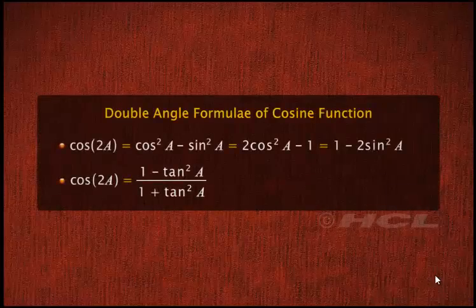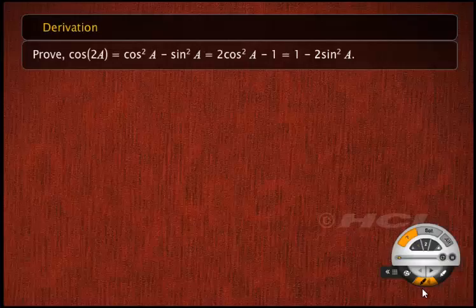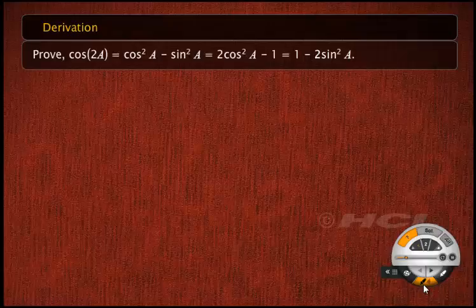Let's derive the double angle formulae for cosine function. The double angle relations for cosine function can be expressed in terms of sine and cosine only, sine only, and tangent form. Let's check the derivation. Prove that cos 2a equals cos squared a minus sine squared a, or 2 cos squared a minus 1, or 1 minus 2 sine squared a.